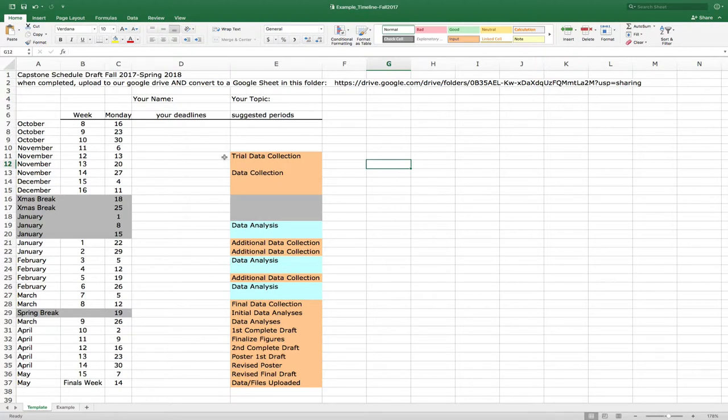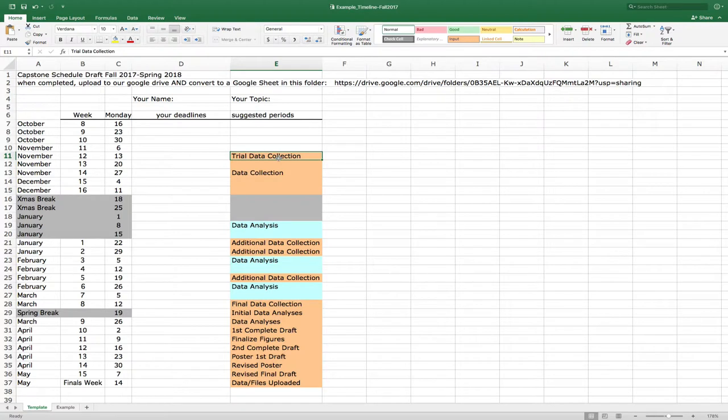So in this example, and you guys have this, I emailed this to you. It's also on the Google Drive. But this is essentially a template. And if you guys can't remember where the Google Drive thing is, here's that folder where I want you to put it in. But basically, in this case, this example is November, the week of November 13th.